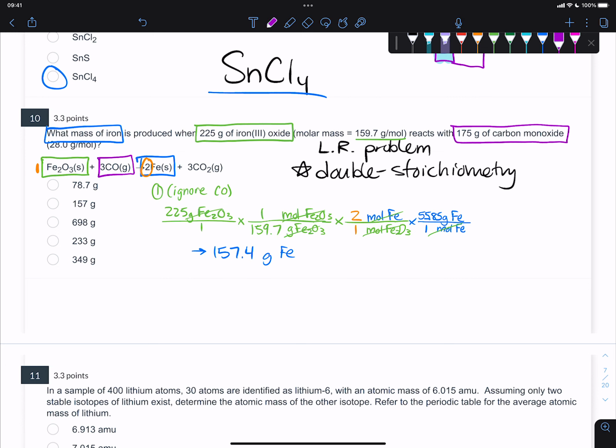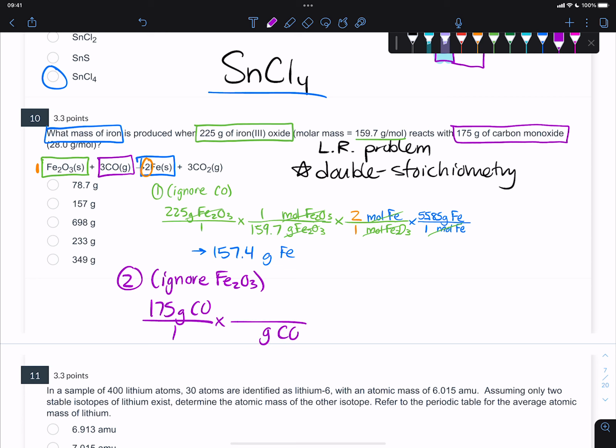Because don't forget, we have to do stoichiometry again. This time, we're going to work with the carbon monoxide and we're going to ignore the iron 3 oxide. Now we're thinking to ourselves, okay, given this amount of carbon monoxide, how much iron could we make if we had extra iron 3 oxide? Unlimited or unknown, right? So do your stoichiometry again. You're going to start off with 175 grams of carbon monoxide.